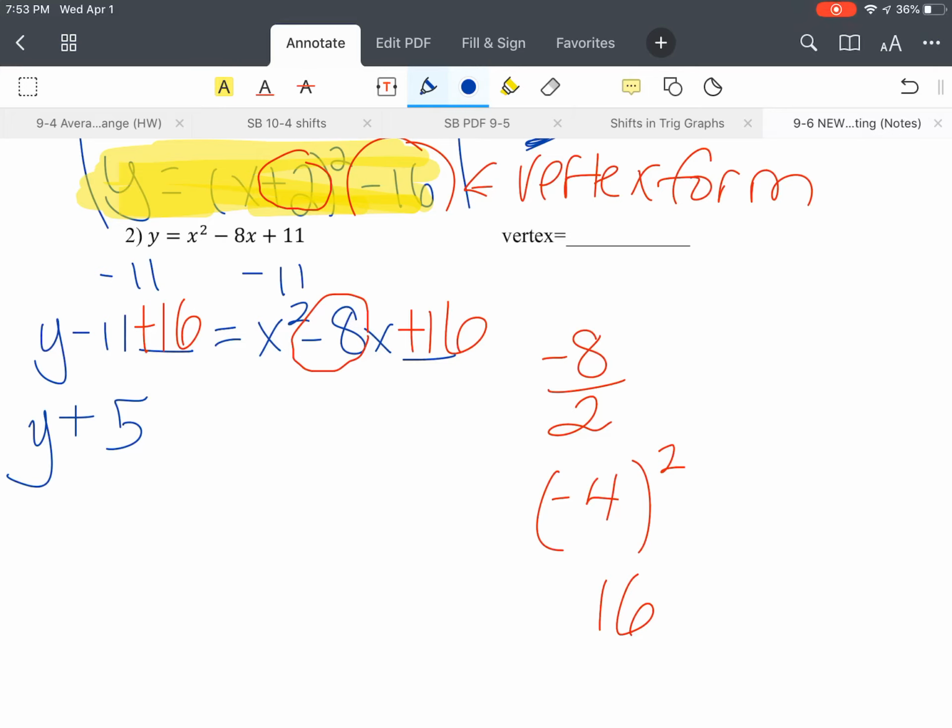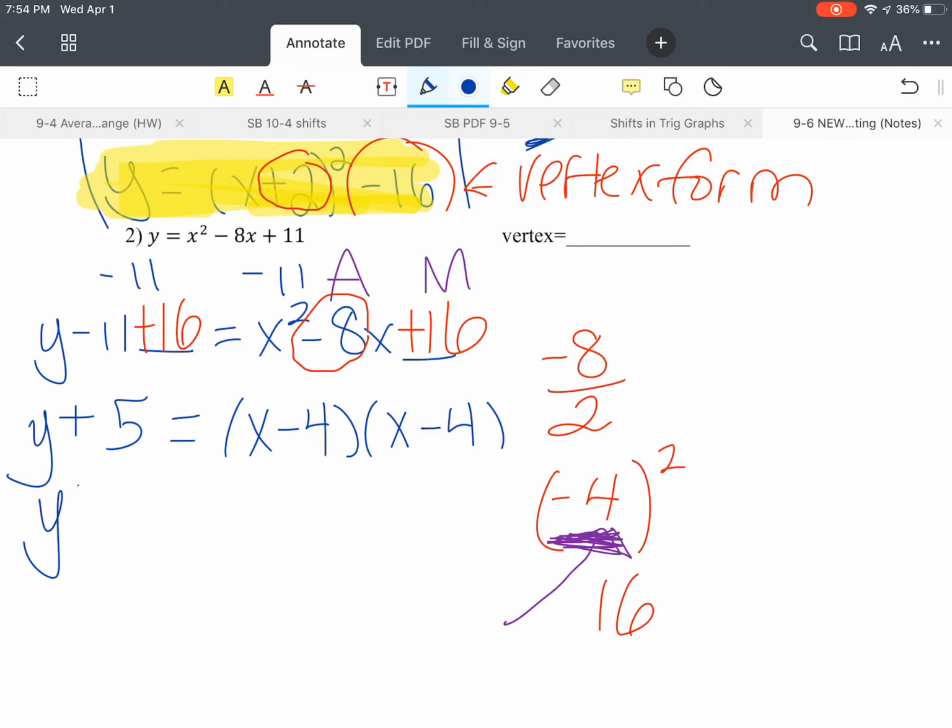And then on the right, I need to factor that. X squared minus 8x plus 16. It's a trinomial. It's going to factor to be x and x. And I need to find two numbers that multiply to 16 and add to -8. Again, it's always going to be half of that middle number. So if that's easier to remember, it's x minus 4, x minus 4. And then we ask ourselves, how can I write that? It's x minus 4 squared.